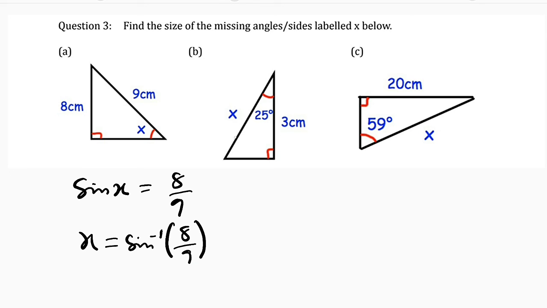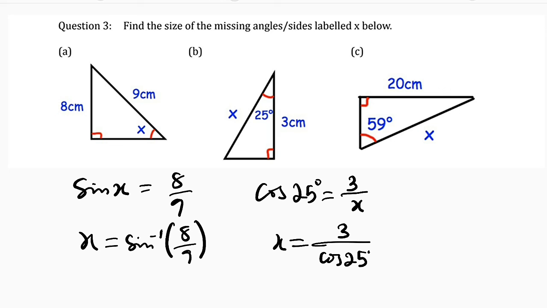And what about this one? This is the hypotenuse. This is the adjacent. You use cosine. Cosine of 25 degrees is equal to adjacent 3 divided by hypotenuse x. So x will be equal to 3 divided by cosine of 25 degrees. Compute it. And lastly, we have the adjacent.